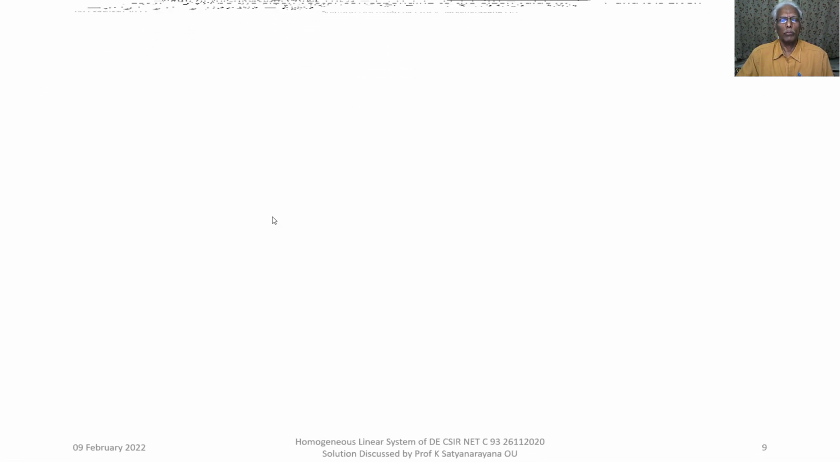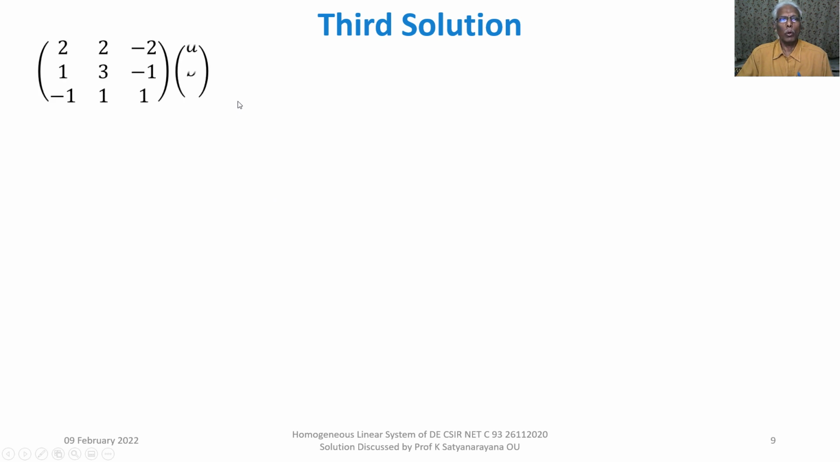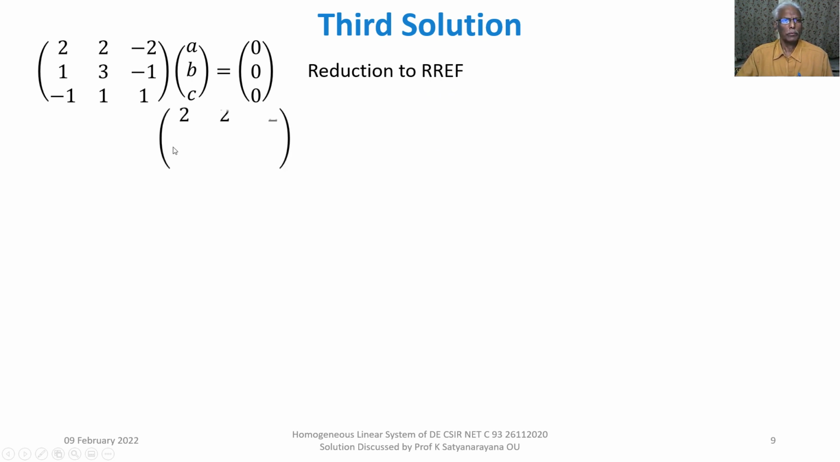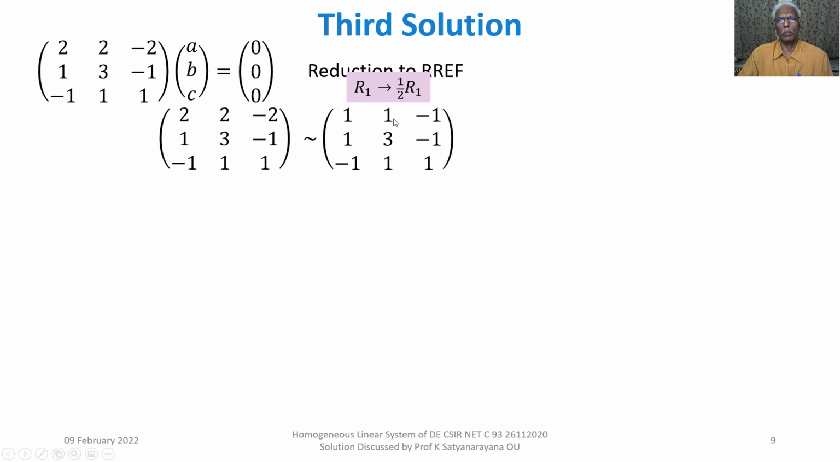To do that one, we will reduce that matrix into a row reduced echelon form. So we will reduce this matrix to a RREF, meaning the row reduced echelon form. So take the matrix we have and divide the entries of the first row by 2, that is R1 is half R1. So the matrix will become this: the first row will become 1, 1, minus 1, and the rest of the entries will be the same.